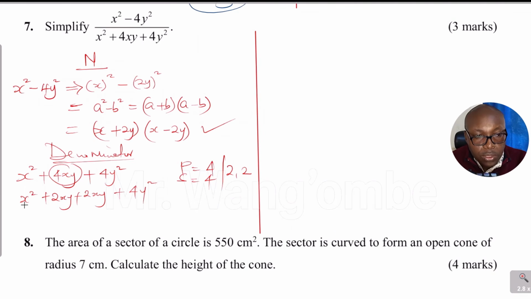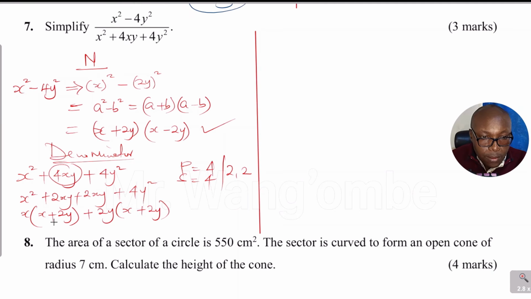So factorize between x squared and 2xy. What is common? X is common. So you are left with x plus 2y. Then between 2xy and 4y squared, what is common? Plus 2y is common. So you'll be left with x plus 2y as well. So this one gives x plus 2y multiplied by x plus 2y. So that is the solution for the denominator.